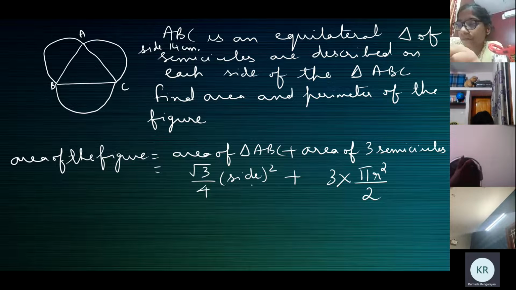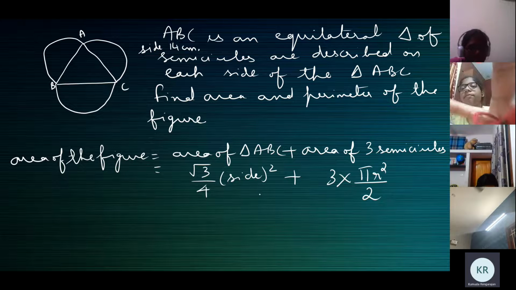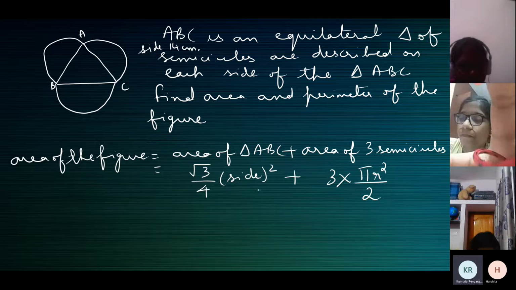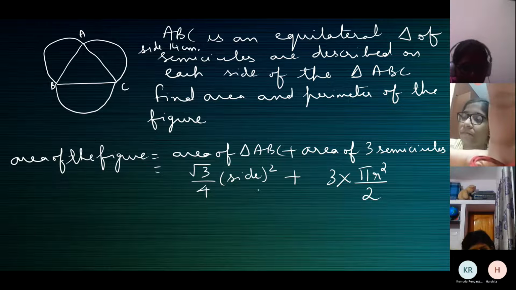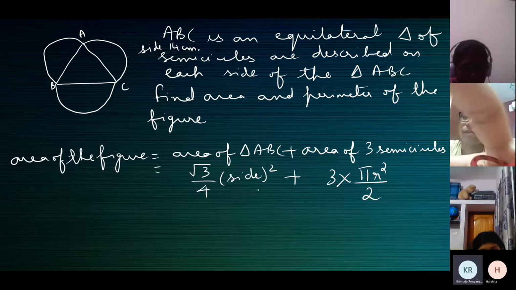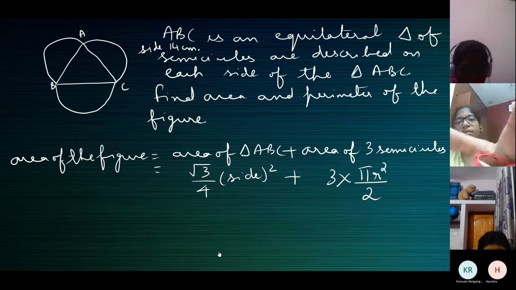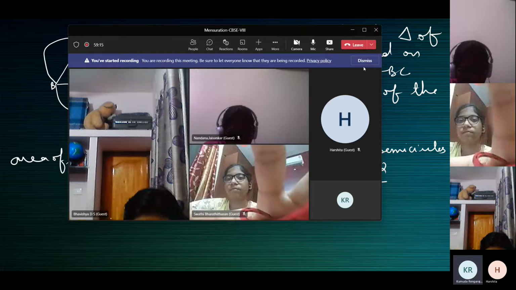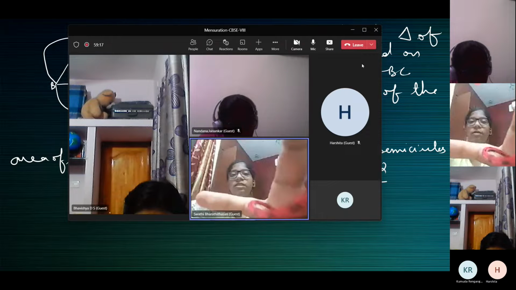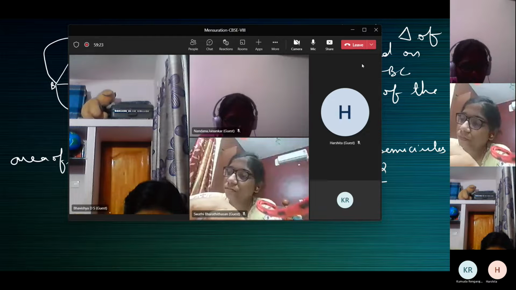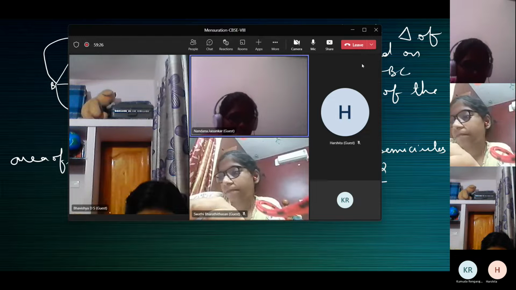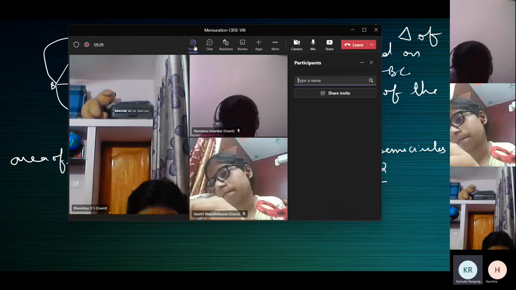What's the measure of the side of the triangle? 14 centimeters. Correct. What is the radius of the circle or the semicircle? 7 centimeter, ma'am. 7 or 14? Tell me one by one. Ma'am, 7 centimeter. Yeah, Swati, what's your answer? 7 centimeter. Okay, so Swati says 7. What about Nandana?